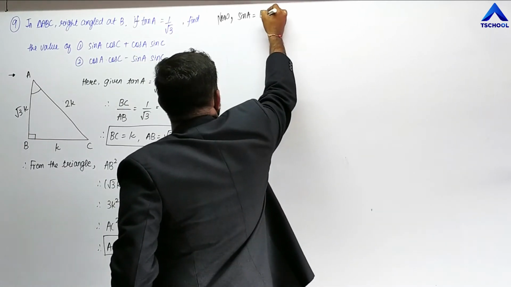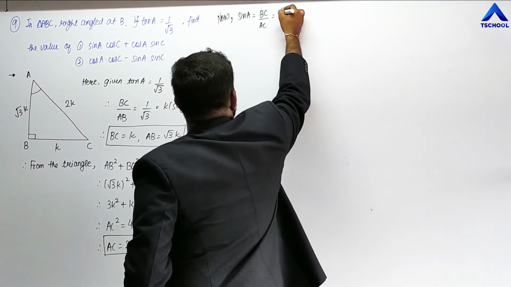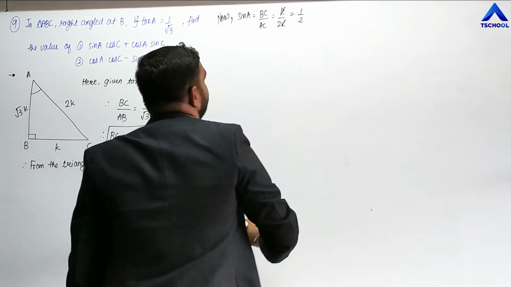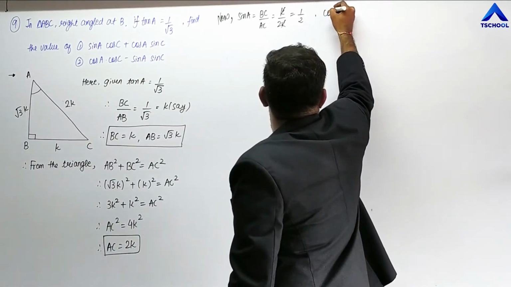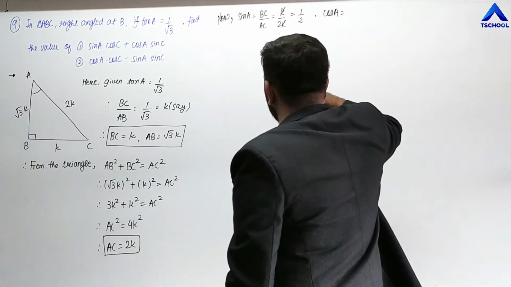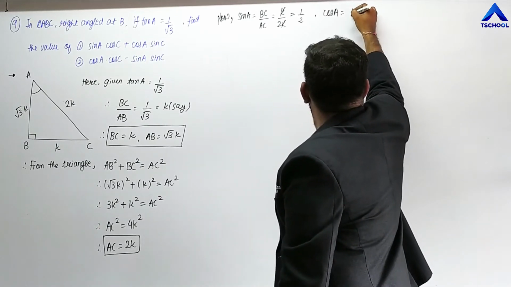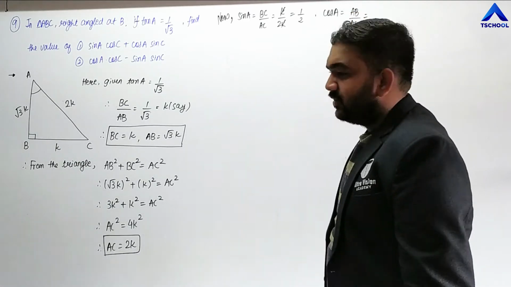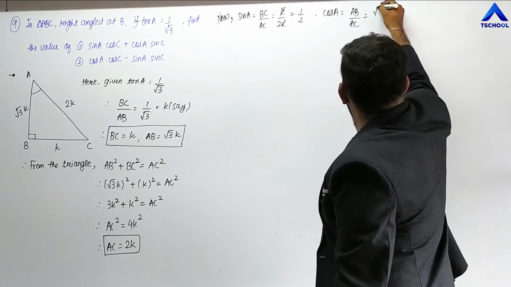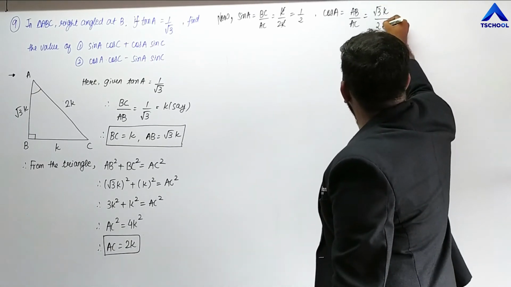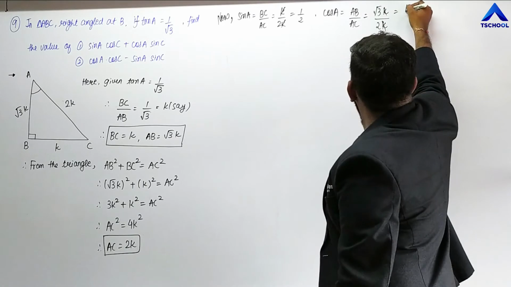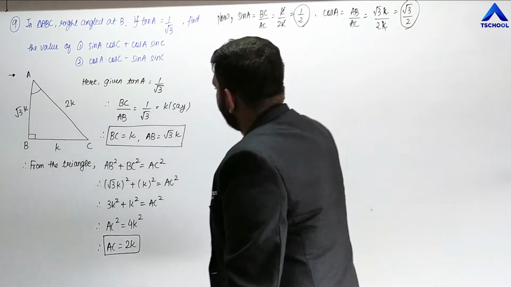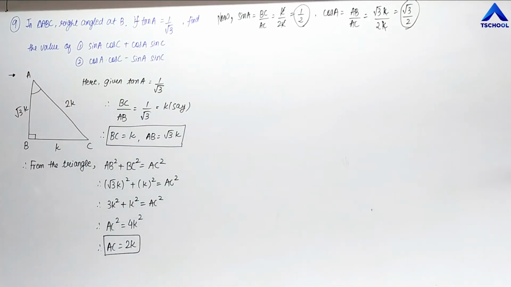Sin A is equal to BC upon AC, which is K upon 2K, which equals 1 upon 2. We will also find out cos A. So cos A is AB upon AC, side adjacent to angle A upon hypotenuse, which equals root 3K upon 2K. K and K are cancelled, which equals root 3 by 2. Okay, so we got sine A here and cos A.